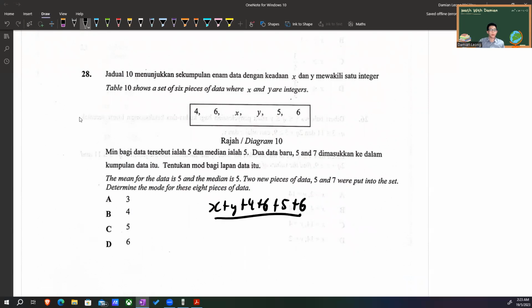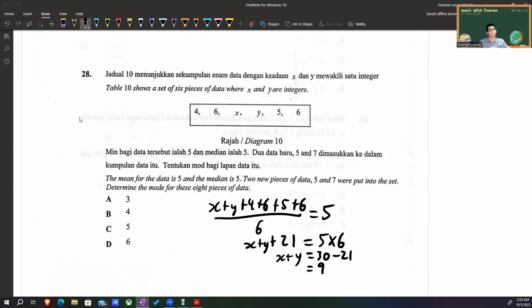Yeah, divide by 6, the value is equal to 5. Bring over the 6 times 6. This one, x plus y plus 4 plus 6 plus 5 plus 6 is 21. So this is 30. Bring over 21, minus 21. x plus y is 9.